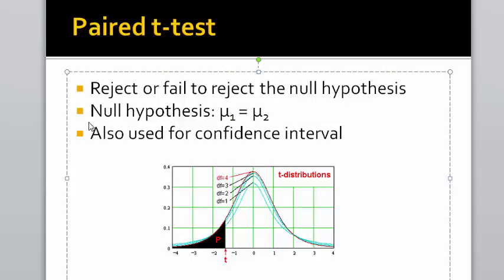What is the null hypothesis? So this is the most common example of a null hypothesis, and it basically says that the population mean of one group is equal to the population mean of the second group. And what that really means is that there is no difference in the means between these groups. So whatever experiment you did had no effect. The t-test can also be used for things like confidence intervals, but we're not going to go over that in this video.